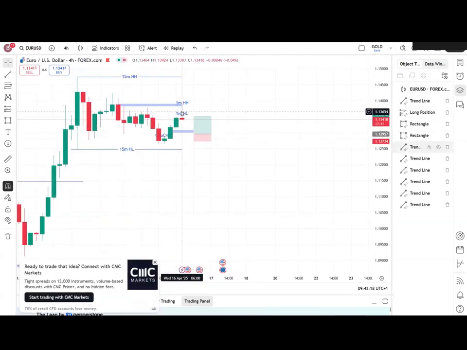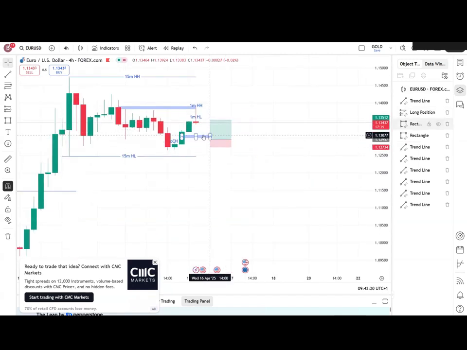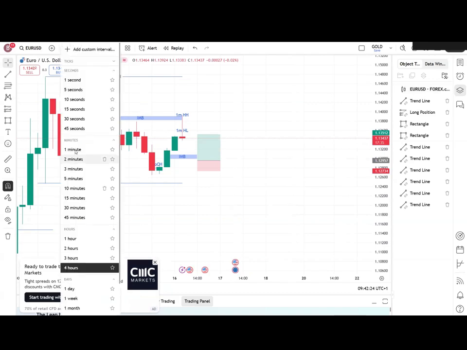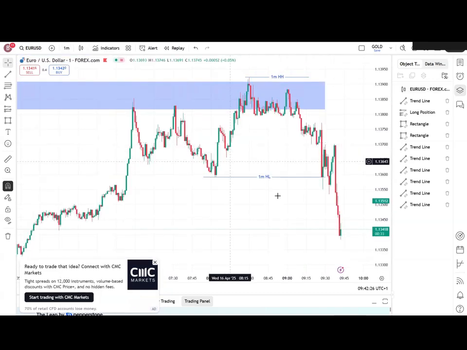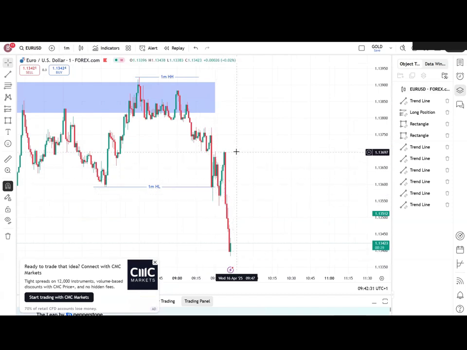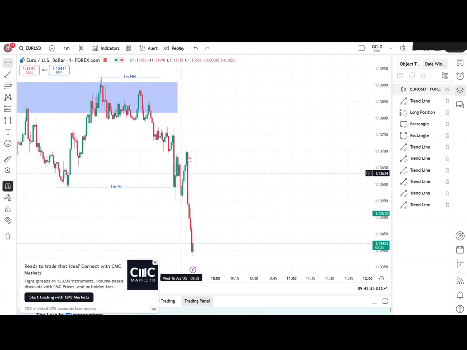So right now I'm currently out of this trade. So when the 1 minute time frame shifted upward again, actually it shifted upward to this point. I missed this move.